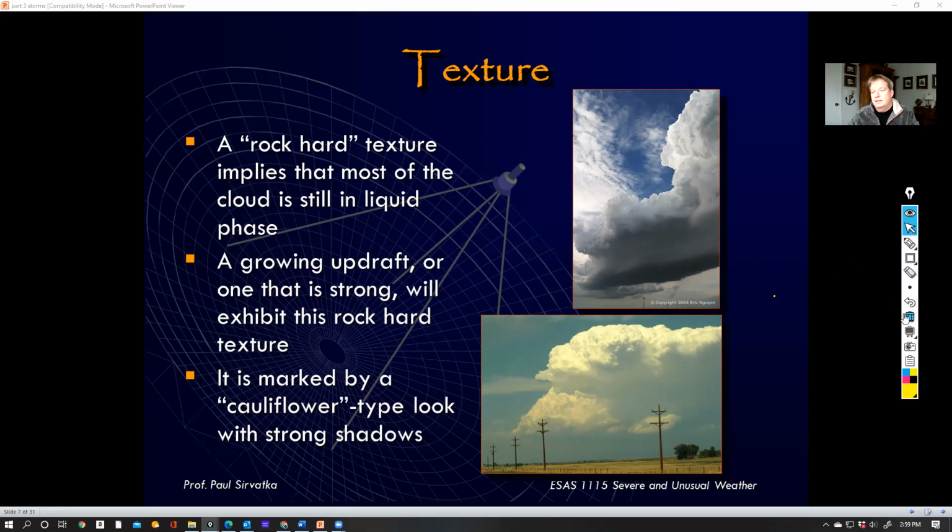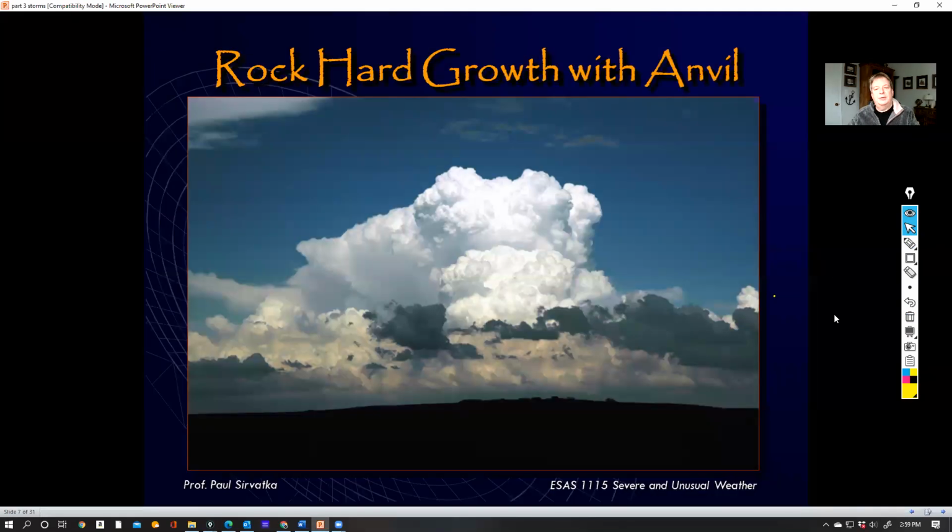Next. So here's the rock hard growth. Now, the anvil, which is ice, remember we say that it's a cirrus anvil, and whenever water turns into ice, it loses that rock hard texture and becomes what we know as glaciated. So that would be an icy cloud. Now, the anvil is always glaciated. It's glacial. It is cirrus anvil.